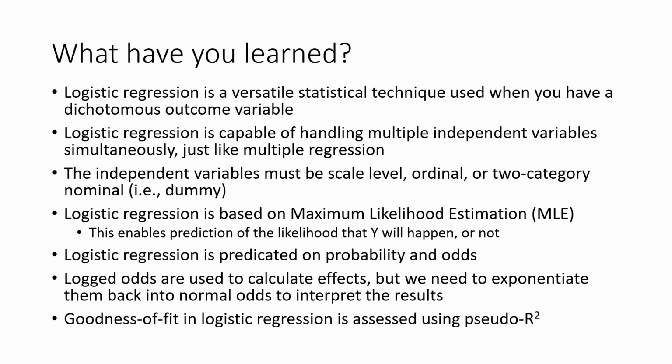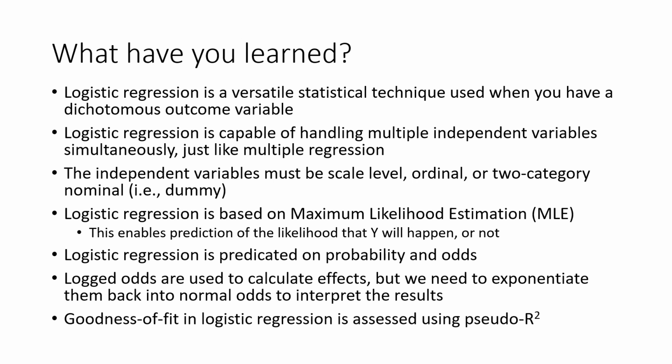Okay, let's stop for a few moments and just reflect on some of the key points that you've learned about logistic regression analysis. In other words, what are the key points that you can take away from chapter 10 of the textbook? The first point I want to highlight is that logistic regression is a versatile statistical technique. It's a highly versatile technique, but it does have one limitation, and that's that you can only use it when you have a dichotomous outcome variable. That is to say, when your dependent variable has only two categories. That is to say, is a two-category nominal variable.